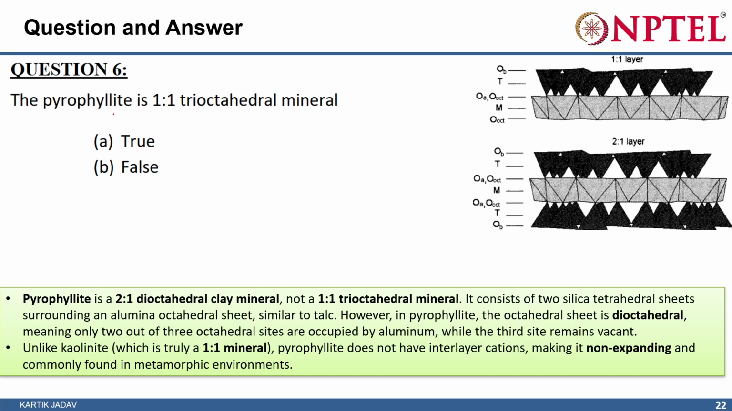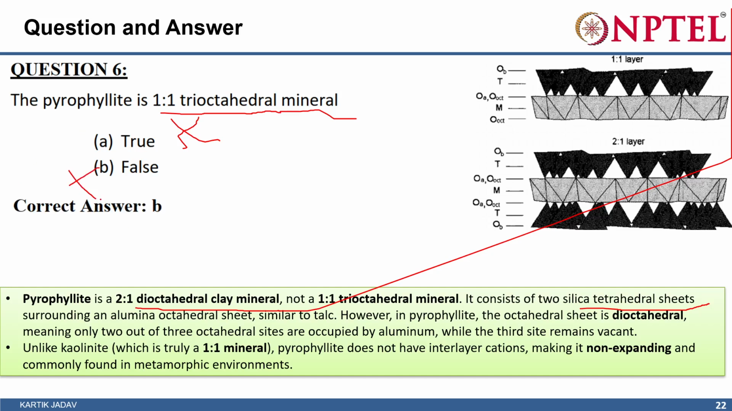Question number 6. Pyrophyllite is a 1:1 trioctahedral mineral. No, this is not true, as we have covered in the summary slides also. Pyrophyllite is a 2:1 type of dioctahedral clay mineral, right? It consists of two silica tetrahedral sheets surrounding an alumina octahedral sheet. So it is the correct answer.